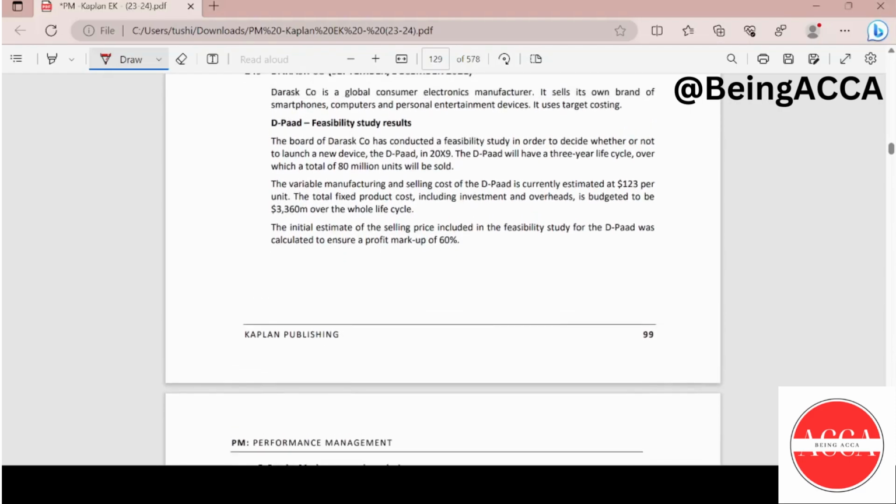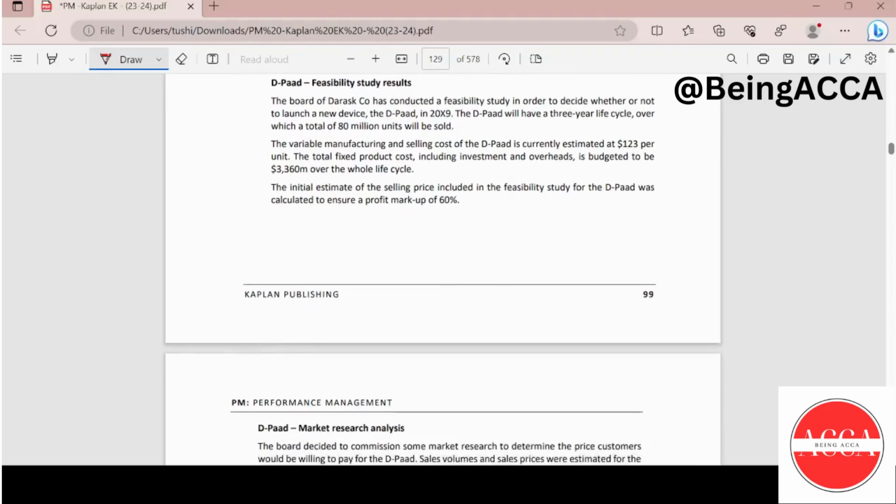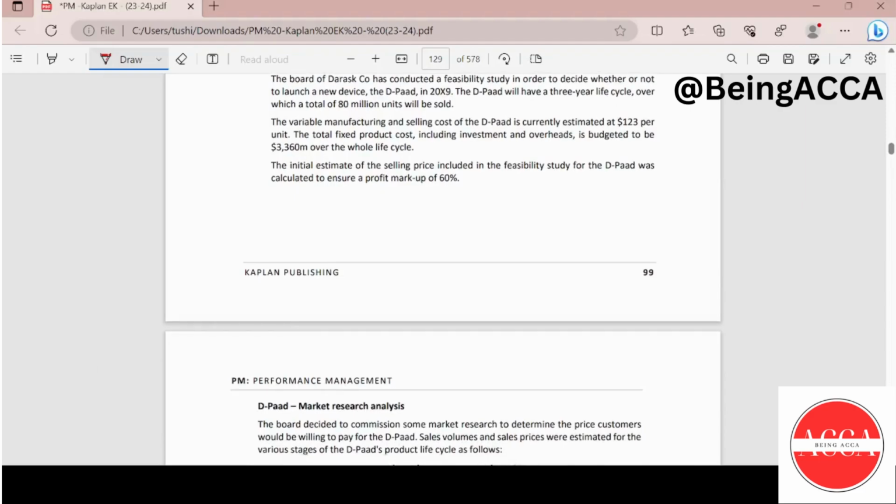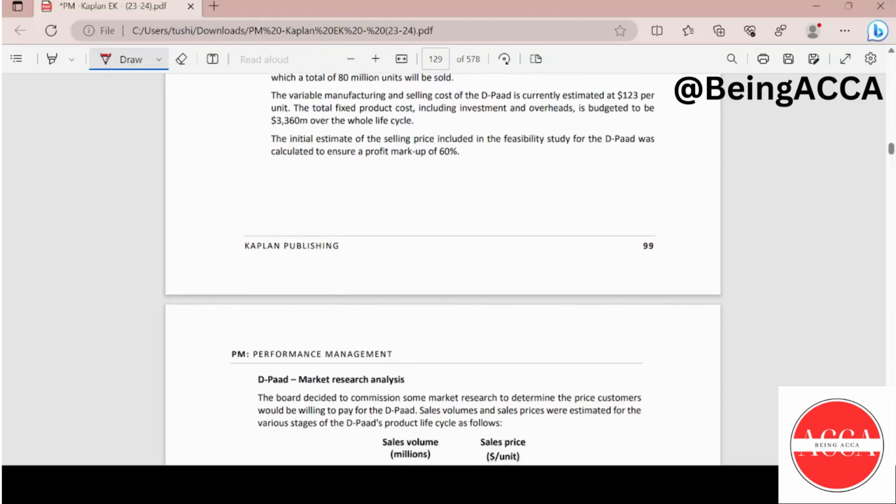The board of Darask Company has conducted a feasibility study in order to decide whether or not to launch a new device, the D-pad, in 20X9. This will have a 3-year life cycle over which a total of 80 million units will be sold. The total manufacturing and selling cost of the D-pad is currently estimated at $123 per unit. Total fixed product cost, including investment and overheads, is budgeted to be $3,360 million over the whole life cycle.